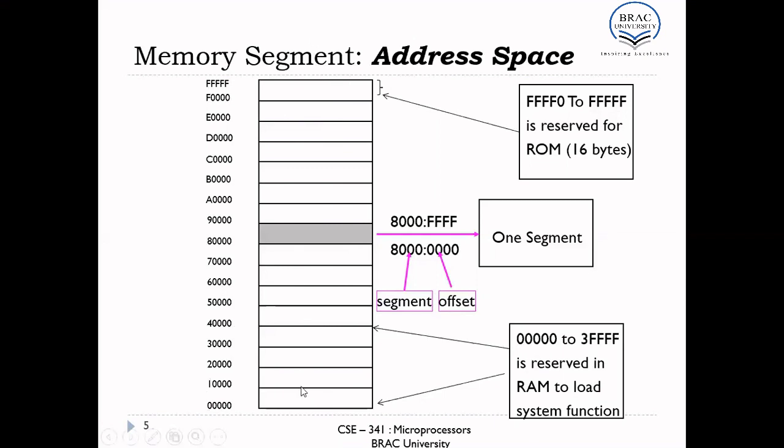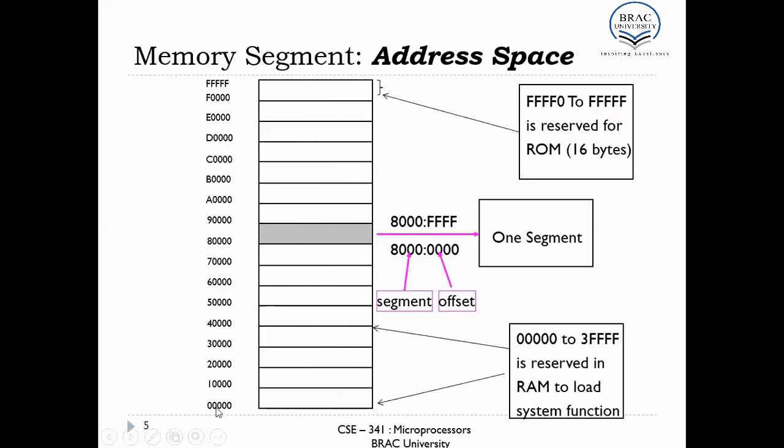That means, suppose this is segment 0. This box is segment 0. Its size is 64 kilobyte. This is segment 1. It is also of 64 kilobyte. This is segment 7. It is also of 64 kilobyte. And the last segment is also of 64 kilobytes. So there are 16 segments of 64 kilobytes that make up 1 megabyte memory space, right?